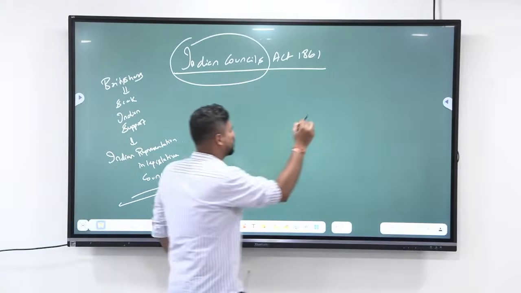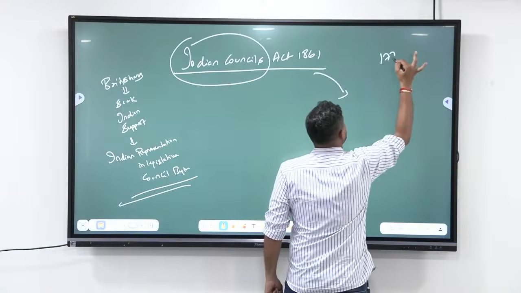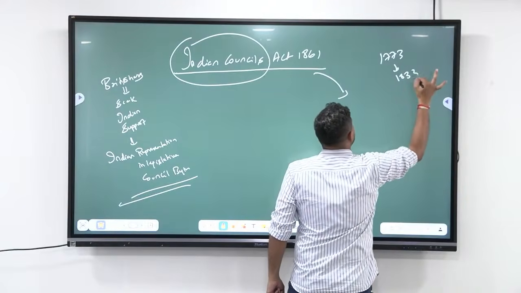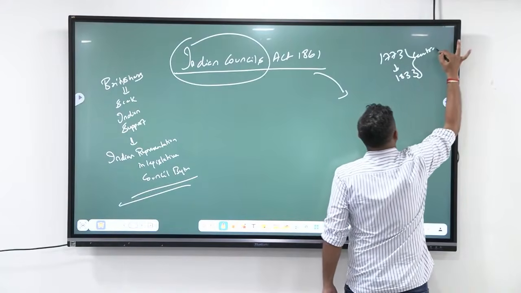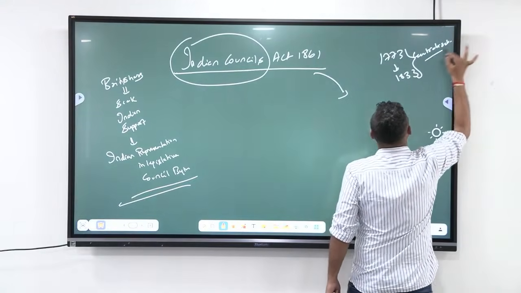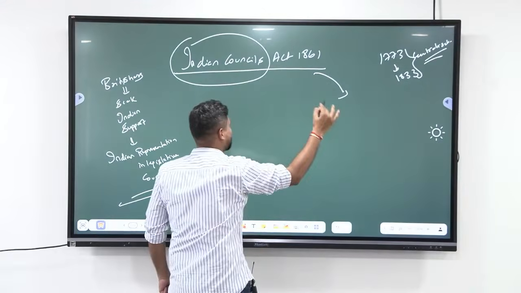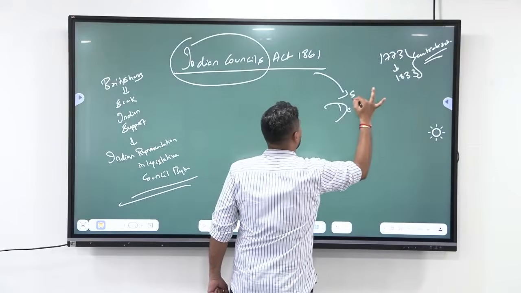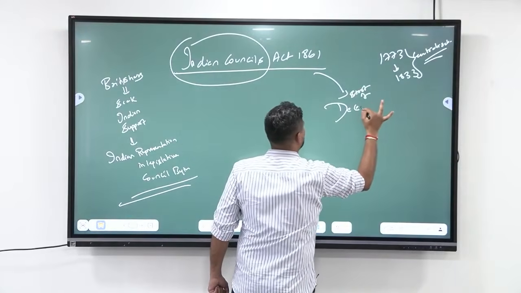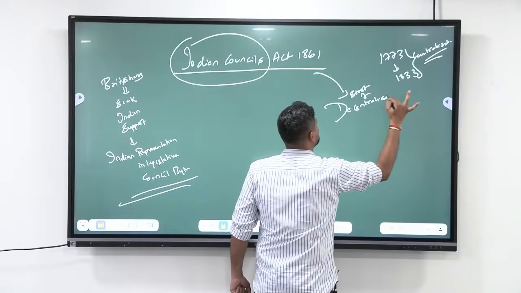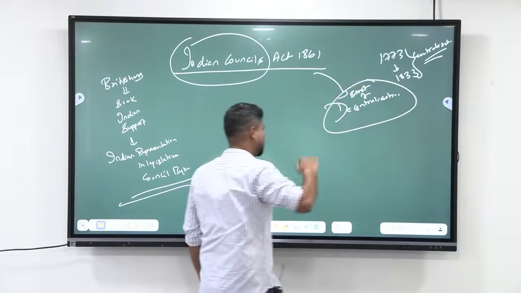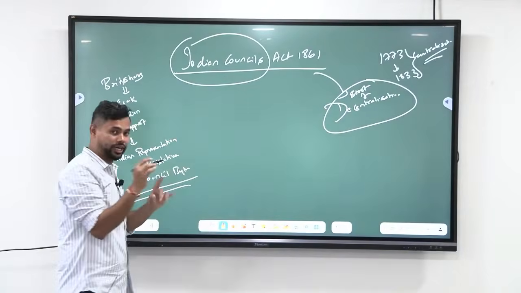The second is, I had told you that from 1773 to 1833, you had seen centralization. Now, Indian Councils Act 1861 is where you are going to see the start of decentralization. Let us now look at it very carefully.